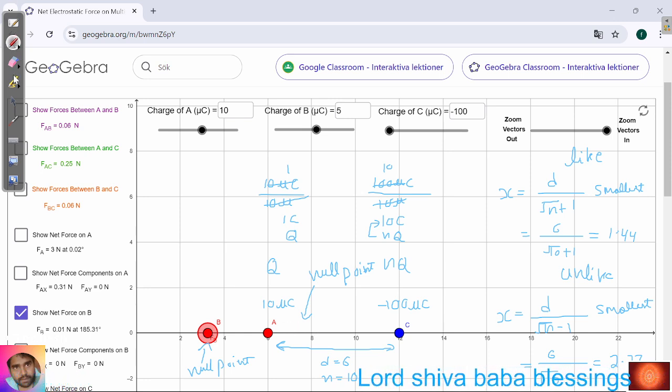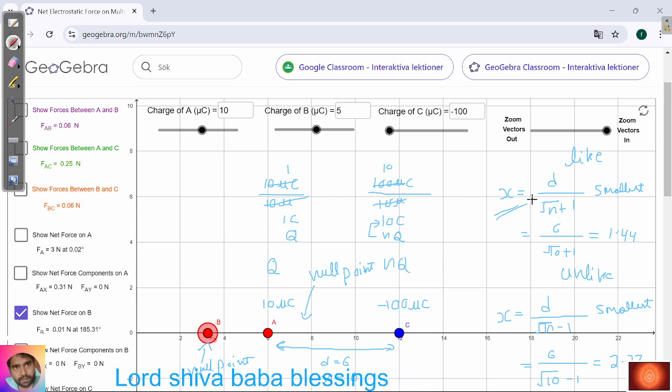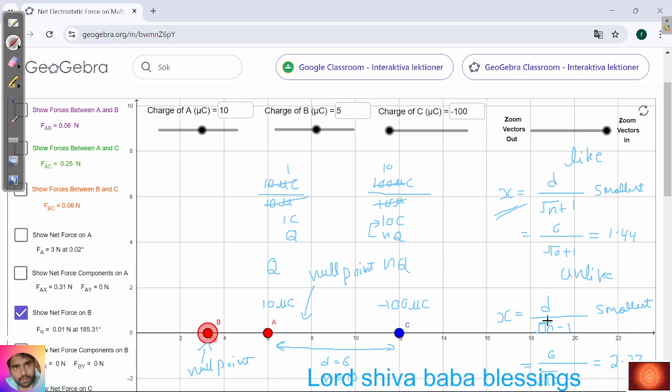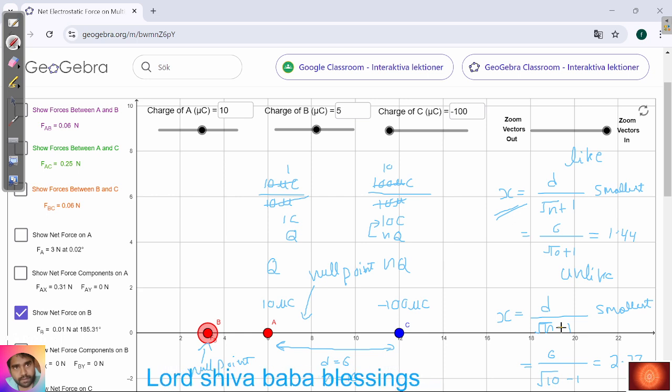So it is very important. At least there will be one question from this. You just need to remember these two formulas. That is, x is equal to d by square root of n plus 1 for like charges, and it will lie between the line joining 2 point charges, nearest to the smallest charge. And for unlike charges, at a distance of x is equal to d by square root of n minus 1, outside the line joining 2 point charges, nearest to the small charge.